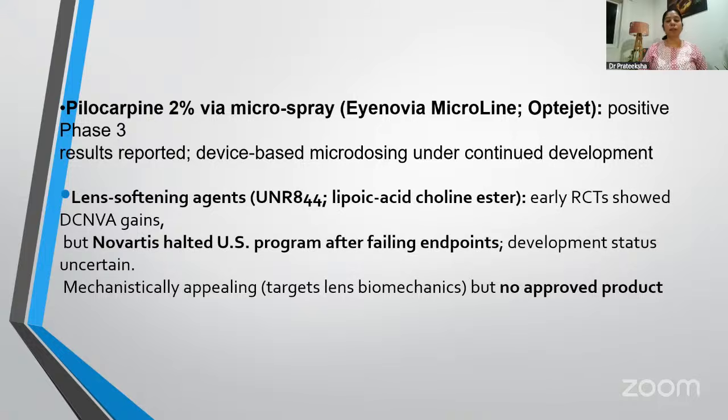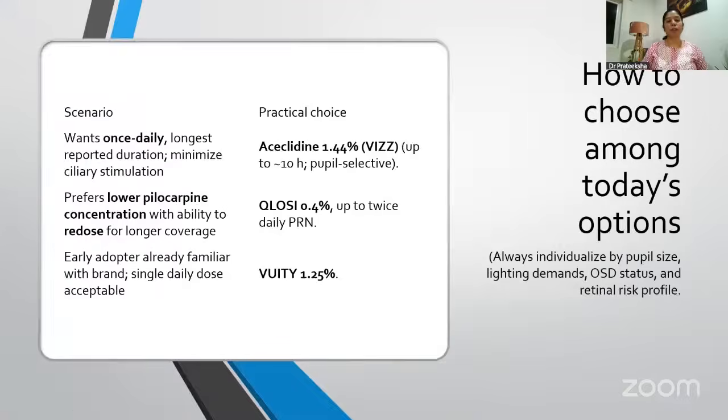Pilocarpine 2% via microspray. It is positive in phase 3. Results reported and device-based microdosing under continued development. Lens softening agents like UNR844. Early RCTs show near vision gains, but Novartis halted the US program after failing endpoints. Development status uncertain. Mechanistically appealing, targets lens biomechanics, but not an approved product.